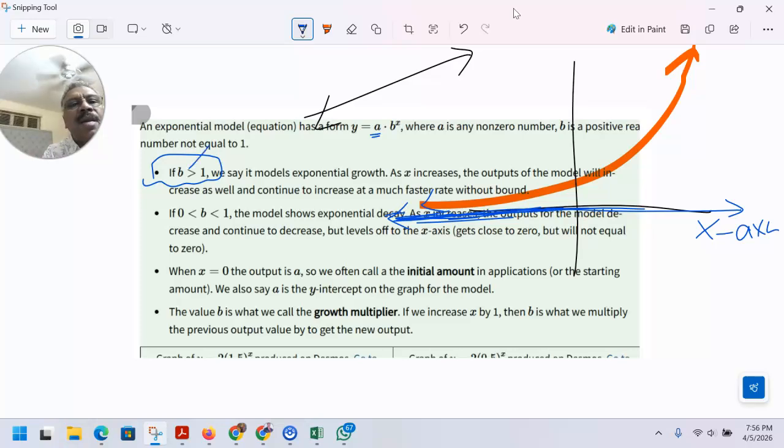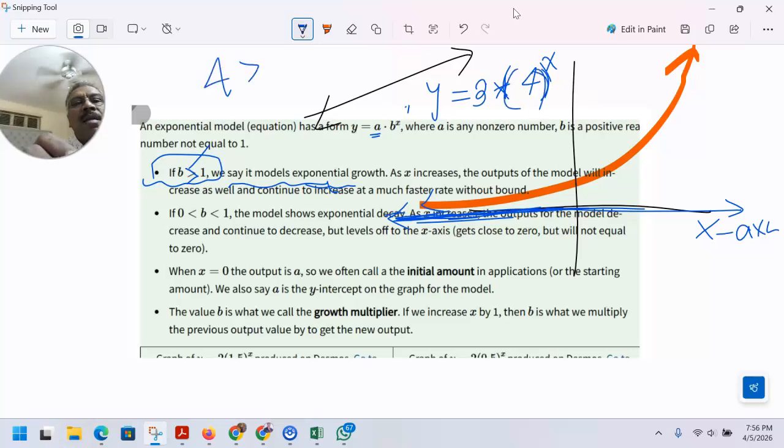If b is greater than one, we say the model is exponential growth. In other words, I can create an equation, something like this, and maybe I'll put the number 3 times 4 raised to x. You can see this number 4 that I've written down there. That 4 is greater than 1. That's what it means, and then you have exponential growth. What does exponential growth basically mean?